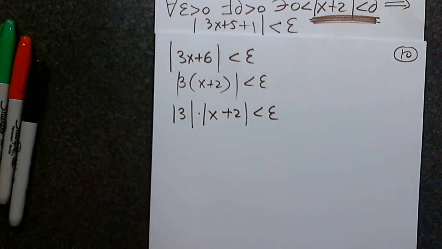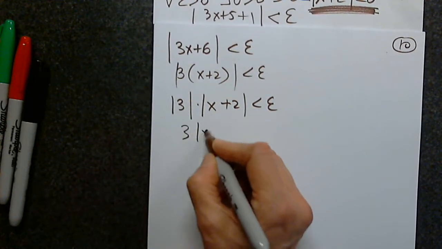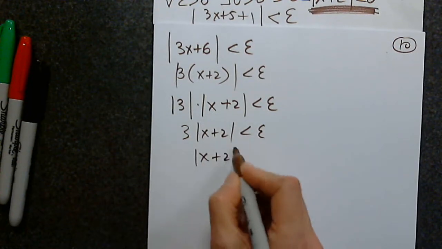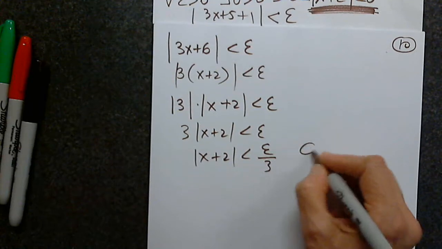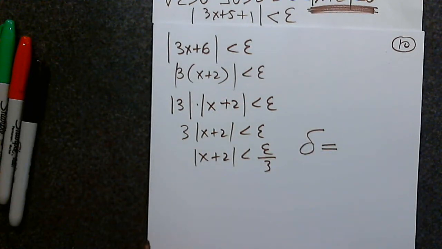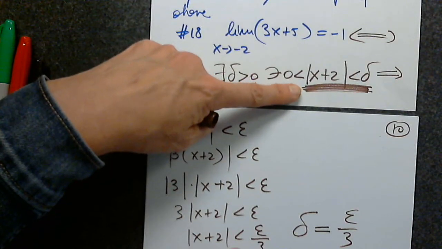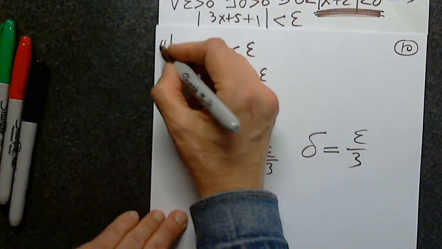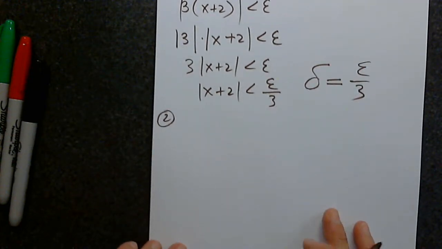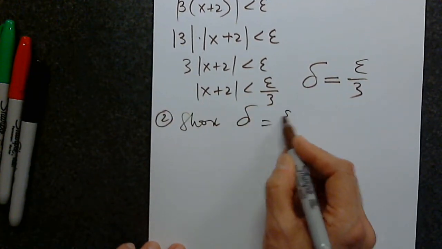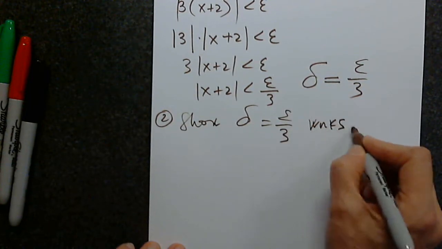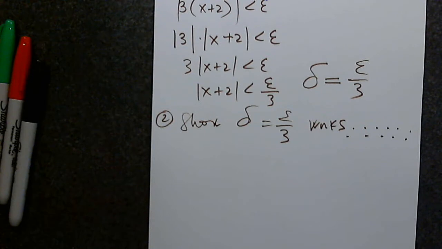Then I have to show that the absolute value of 3 is 3, so now the absolute value of x plus 2 is less than epsilon over 3. Then delta must be epsilon over 3, because I'm done. I found what I wanted. And this was step 1. And what do I write for step 2? Delta equals epsilon over 3 works by reversing the steps from above. Done. So initially it looked kind of weird and sophisticated, but there is nothing to it.